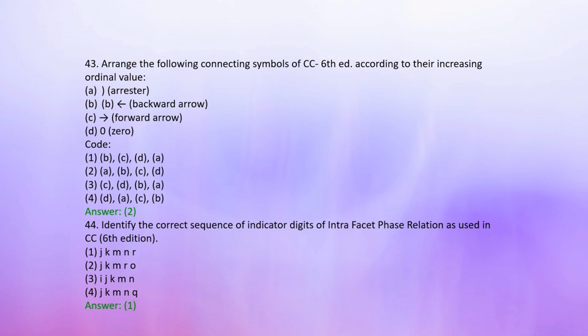Number 44. Identify the correct sequence of the indicator digits of intrafacet phase resolution as used in CC 6th edition. Option 1, JKMNR, then JKMRO, then IJKMN, and then JKMNQ. And correct answer is number 1, means JKMNR.